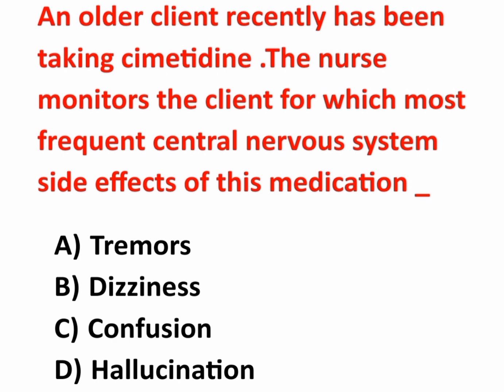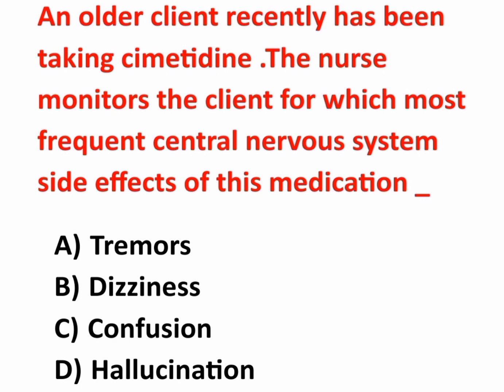An older client has recently been taking cimetidine. The nurse monitors the client for which most frequent central nervous system side effect of this medication? And our options: option A, tremors; option B, dizziness; option C, confusion; option D, hallucination.